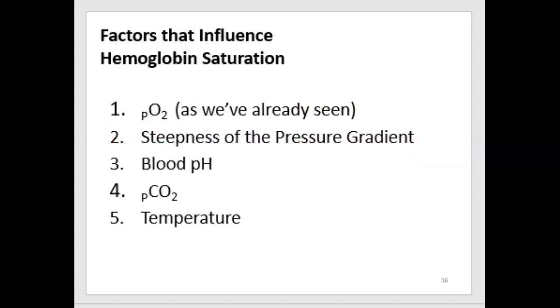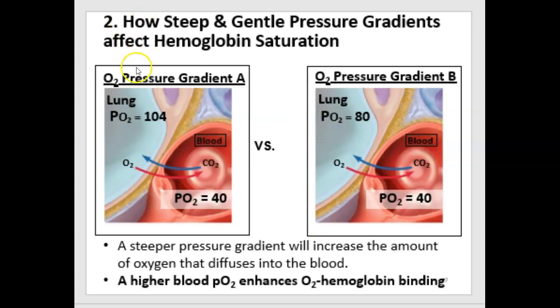And I'll show you two examples. Case A and case B. In case A, we have a very steep pressure gradient. In the lung, we're in the lung in both cases, but in the lung, the alveoli have a partial pressure of oxygen equaling 104. Whereas the pulmonary artery and capillaries have a PO2 of 40 because this blood has come back from the systemic tissues. It already dropped off its oxygen.